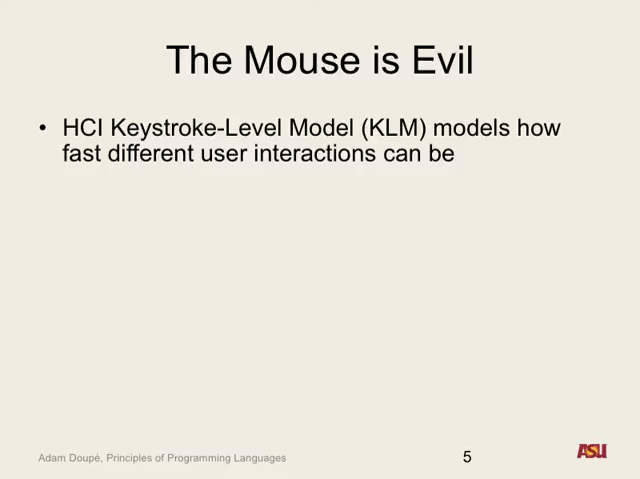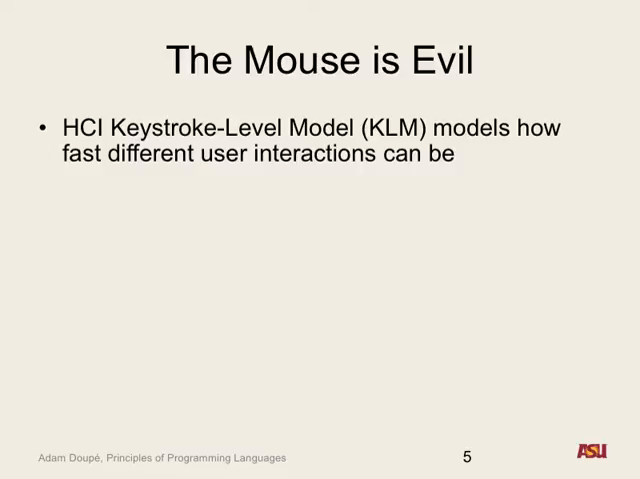And the details aren't important, but it models how fast different user interactions are. The idea is, if you're going to build a system, before you build it, you want to predict how fast the user is going to be at performing a certain task, which is hard to do. You usually have to build the system first, then show it to a user, and then you realize they're really slow at it, and so you have to go back and fix it. But this allows you to do that before.